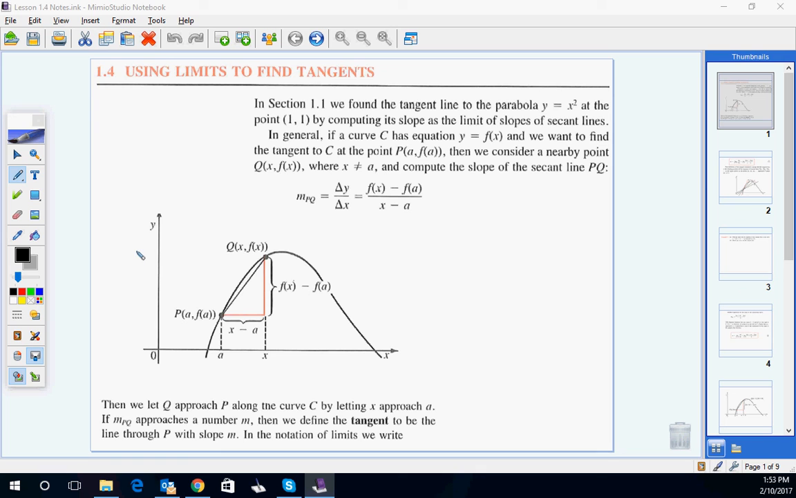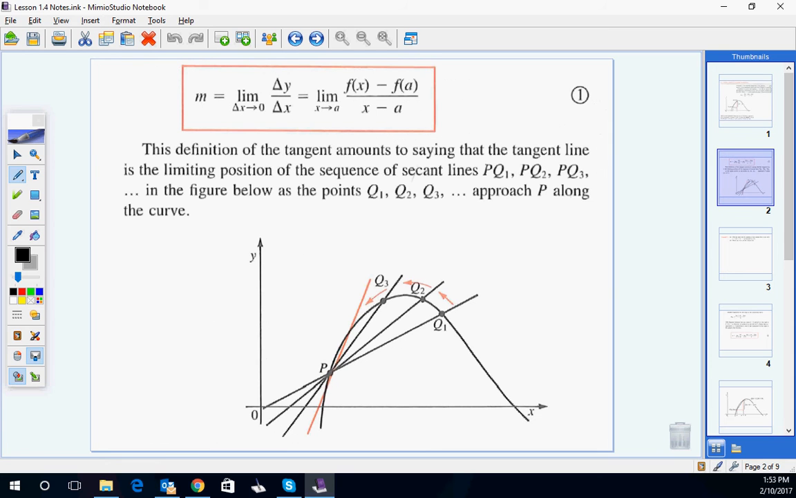Using limits to find the tangent, so kind of back to that very first thing we talked about. We talked about the change in y over the change in x. The limit of that can give us the slope of the tangent. Okay, and so we're going to learn two techniques in doing that. One of them is this guy here. So this is the guy you'll want to write down.